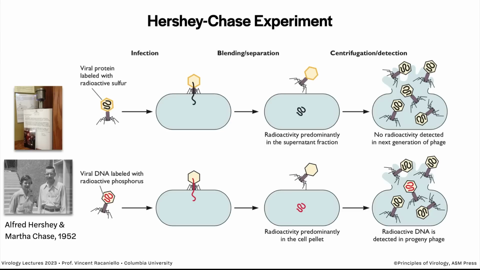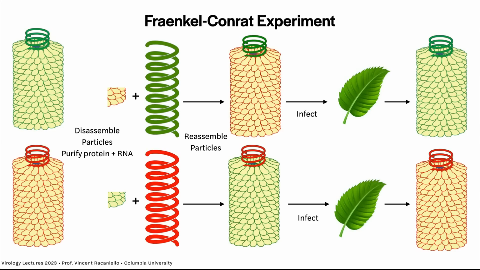So on the top, we label the protein. And when you look at the progeny phages, there's no radioactivity in all the new phages that are produced after reproduction. On the bottom, we have viral DNA labeled with phosphorus, and now you find radioactive DNA in the progeny phage. In other words, the DNA that goes in, some of that also gets incorporated into new phages, but not the protein.